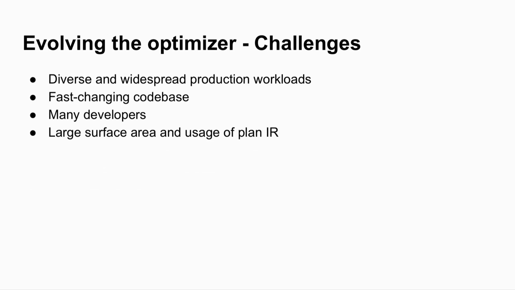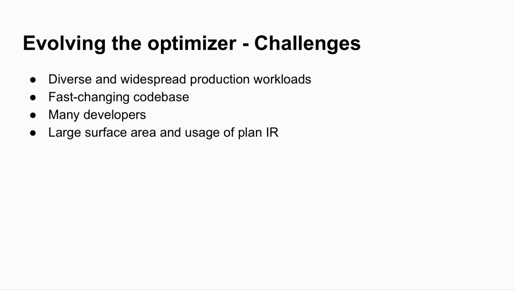But before we do that, I want to point out that evolving the optimizer is a very challenging process. We have a very diverse workload, both inside Facebook and outside Facebook. We have thousands of users using Presto every day. We have thousands of regularly scheduled jobs, so we can't just make changes that go and break them. We have to be very careful how we make every change. We also have a very fast changing code base and a lot of developers actively contributing to it. So it is really important to make any change as incrementally and as gradually as possible.